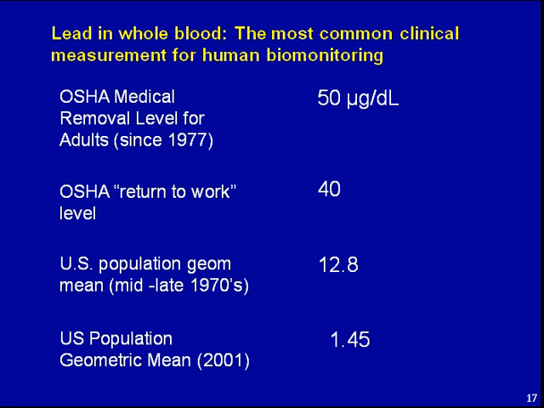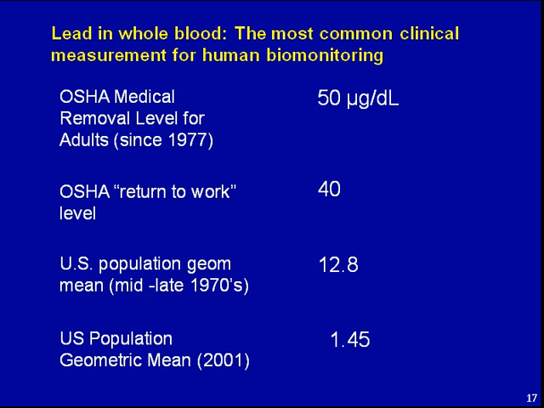Once an individual was removed from work for that elevated level, they were allowed to return to work once the blood lead concentration had fallen below 40 micrograms per deciliter. At the time that those standards were initiated, the U.S. population blood lead concentration expressed as a geometric mean was 12.8 micrograms per deciliter. As most of you are aware, blood lead concentrations in the general population have fallen substantially since then, largely as a result of the phase-out of lead in gasoline, but also because of reductions of lead in canned food and phase-outs of lead in paint.